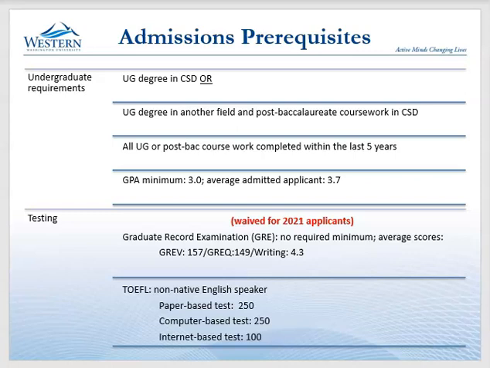Typically, the GRE is a requirement for our program. However, due to the COVID complications, we have waived that requirement for the 2021 applicants. So we are not requiring a GRE for this year. However, if you want to know the information, we don't have a required minimum, and our admitted students typically score an average of 157 in the verbal portion, 149 in the quantitative portion, and then a 4.3 on the writing portion. But again, that GRE is waived for the 2021 application cycle.